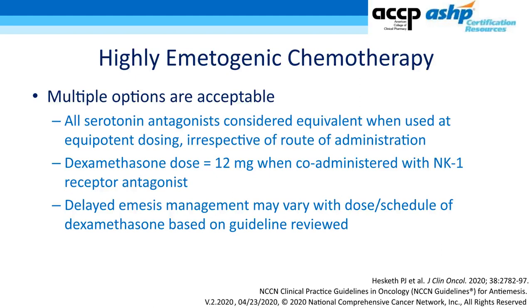So once you've evaluated the chemotherapy regimen against the emetogenic potential of each agent, those that are categorized as highly emetogenic would receive multiple options for the prevention of chemotherapy-induced nausea vomiting. As described on the prior slide, all serotonin antagonists are considered equivalent when used at the equipotent dosing, irrespective of route of administration. Dexamethasone dosing has been modified to be 12 milligrams when co-administered with an NK1 receptor antagonist. And additionally, delayed emesis management may vary with dose and schedule for dexamethasone based on guidelines reviewed.